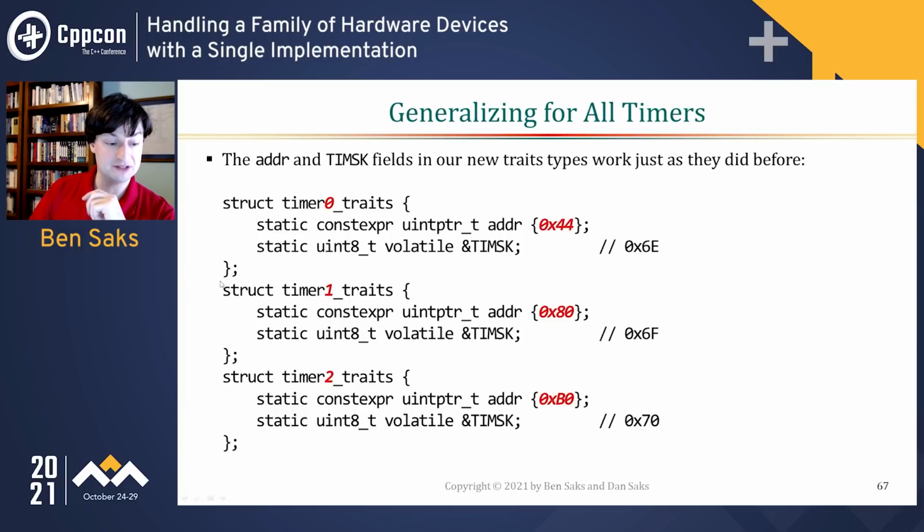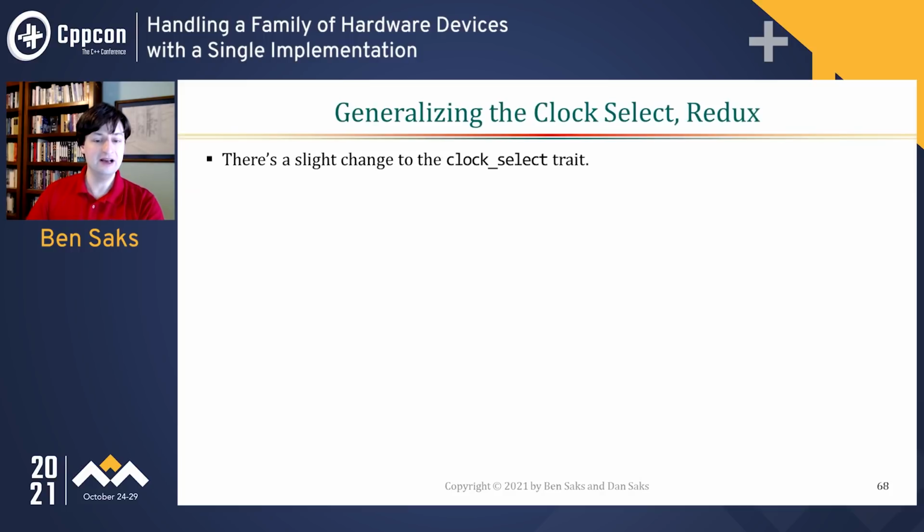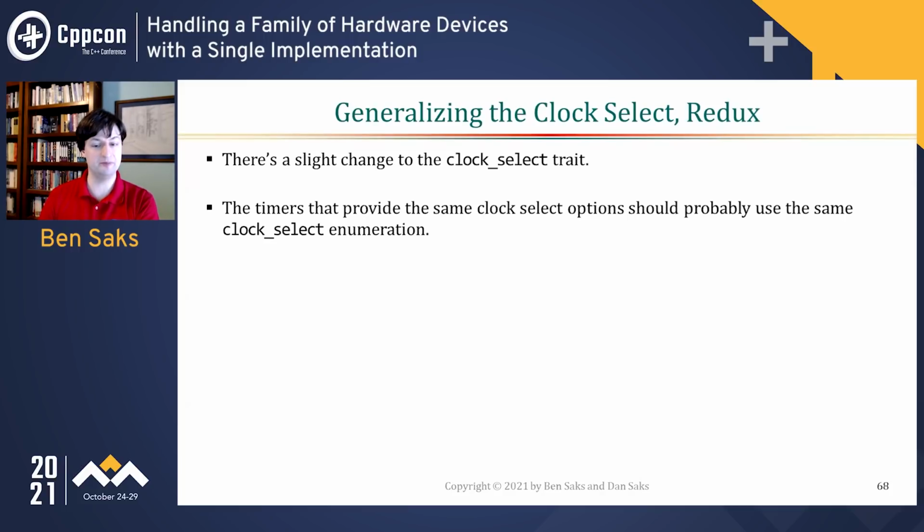The address fields and the interrupt mask register locations look the same in our timer 1 traits and timer 3 traits and all the other new traits types. They're unchanged from how they looked in the traits objects that were just for timers 0 and 2. The clock select works a little bit differently because now the values of the clock select enumeration are shared between timer 0 and 1 and 3 and everything except timer 2, which has its own special snowflake options.